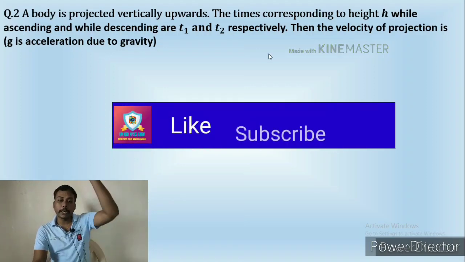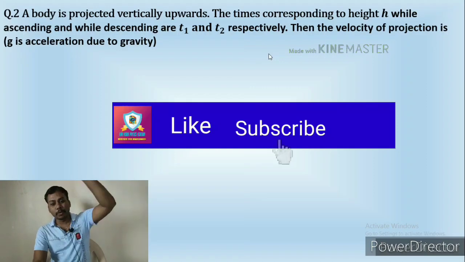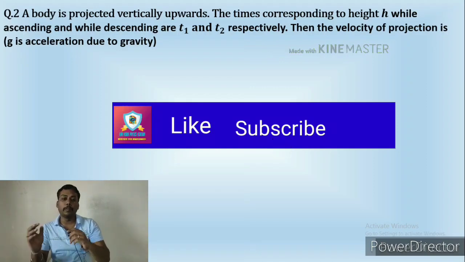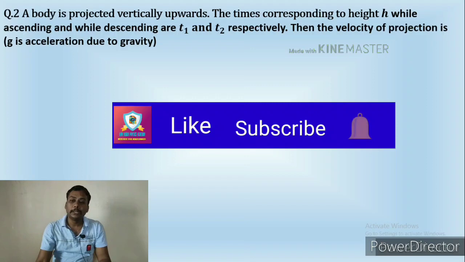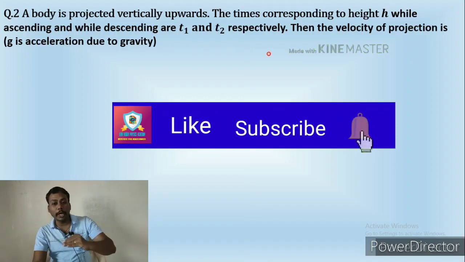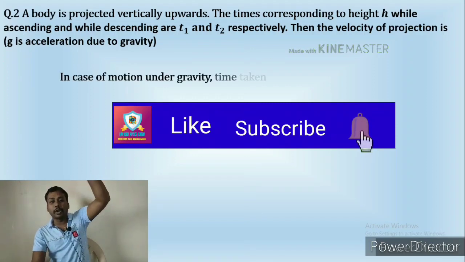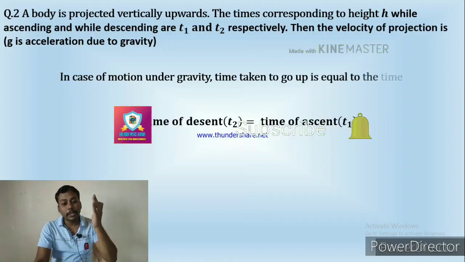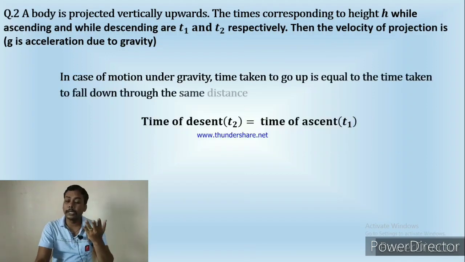When a body is projected upward, if we throw a body upward, then the time required for the body to move in that direction is called the time of ascending. When the body falls down, that is called descending. The ascending time is called t1, the descending time is called t2. And now from this we have to derive the formula for velocity of projection, where g is acceleration due to gravity.